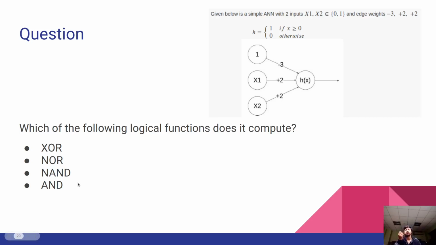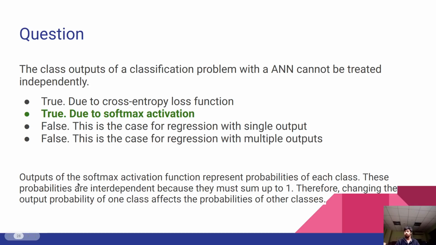What was the answer of the previous one? The class outputs of a classification problem with ANN cannot be treated independently. Oh yeah, due to softmax.